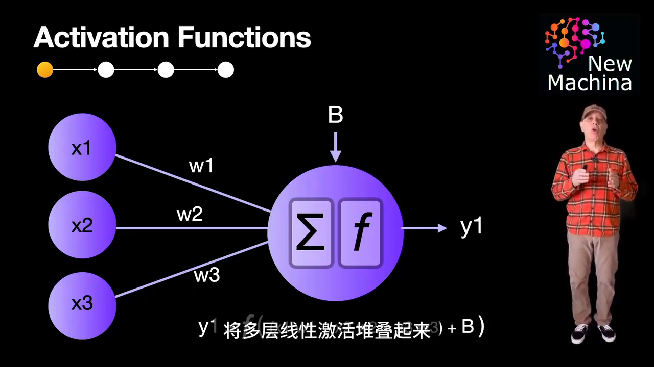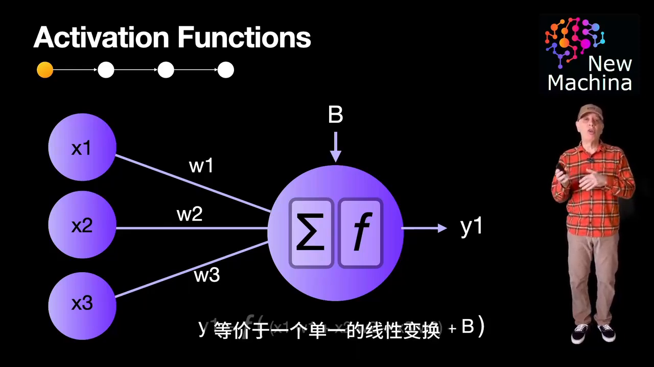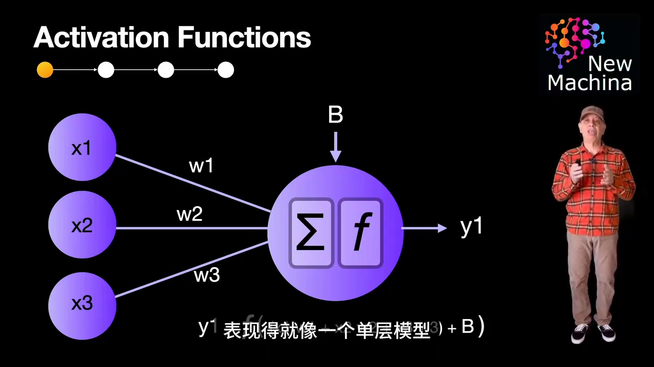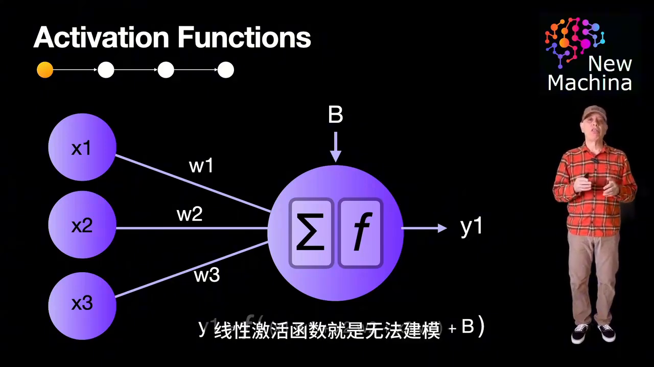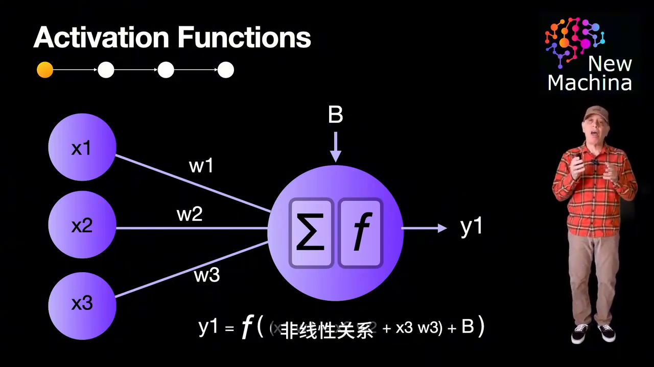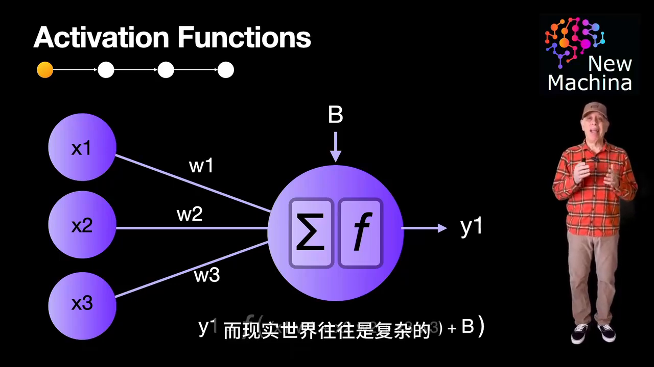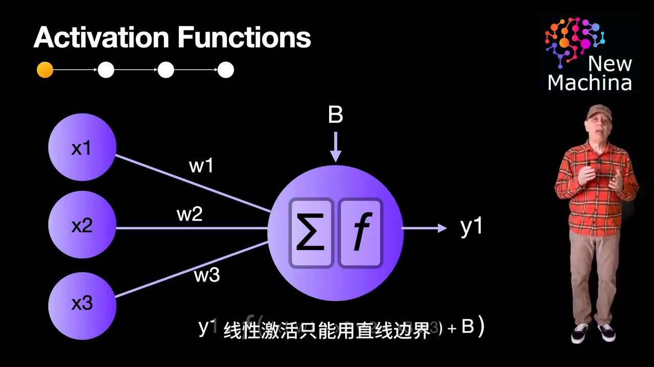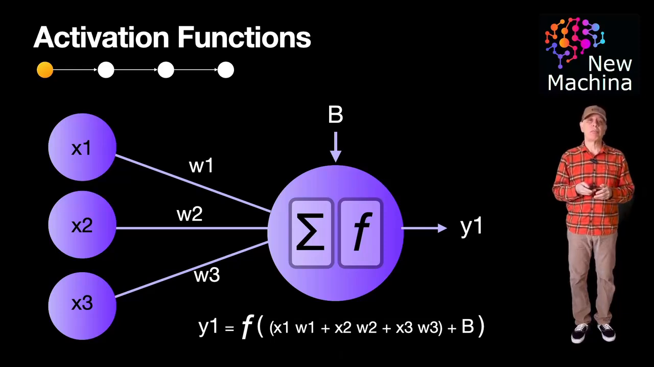Stacking multiple layers with linear activations collapses into a single linear transformation, so a deep network behaves just like a single layer model. Linear activation functions just can't model nonlinear relationships. And it turns out the real world is complex and nonlinear. In summary, linear activations can only separate data with straight line boundaries.